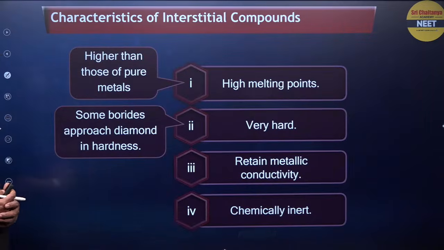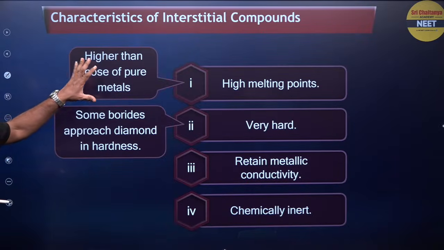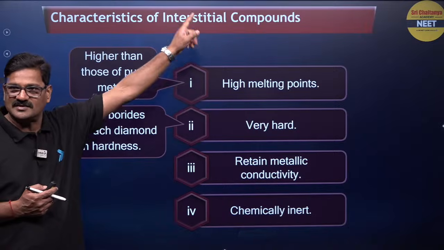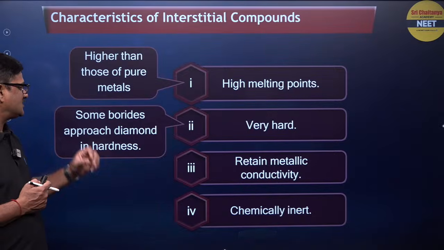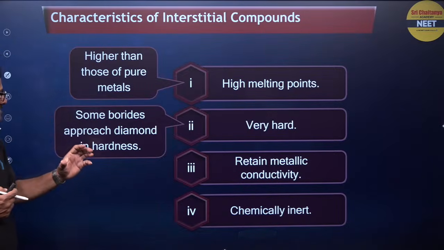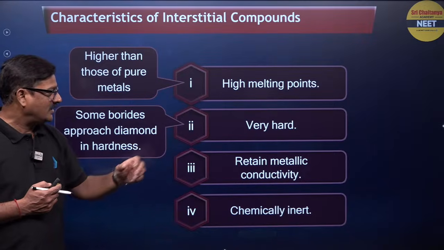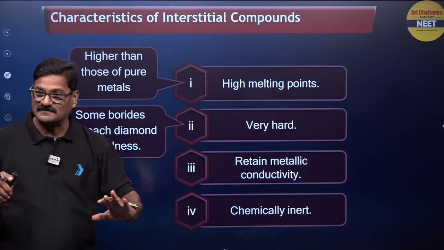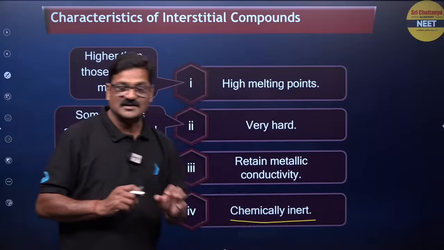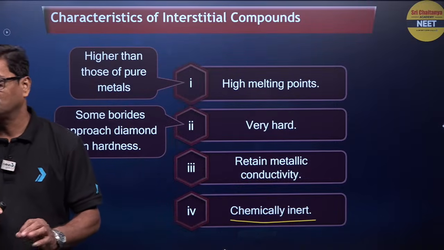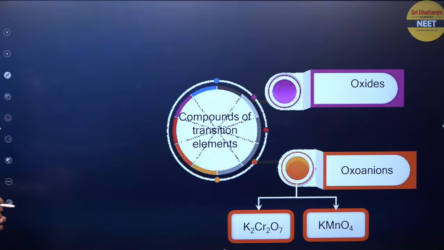Let's see the different properties. They are harder than pure metals, with high melting point and boiling point. Some borides approach diamond-like hardness, very hard, and retain metallic conductivity, and are chemically inert. That's a very important point, right? Children, like that we have various things.